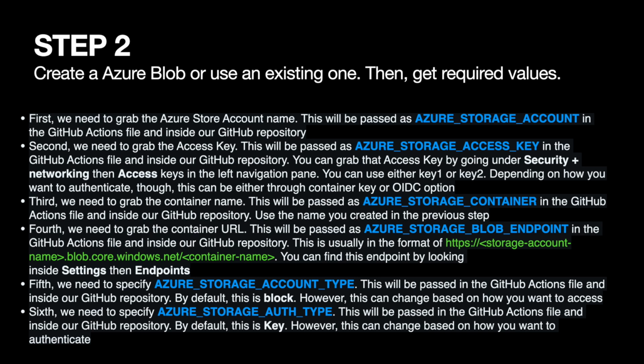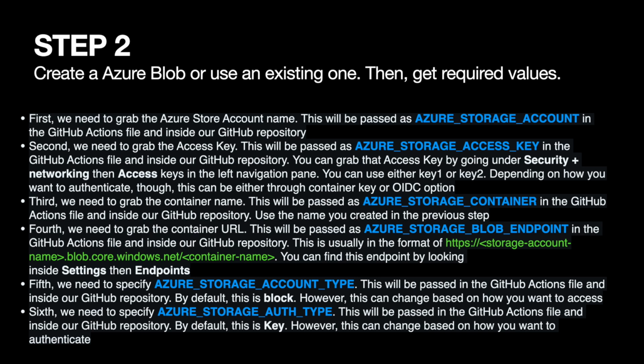We are finally on to step 2, which is to create an Azure blob or use an existing one, then get the required values. This looks really long and lengthy, but we'll explain along the way. It's not really that much. It's just a lot of information on one page. That's what happened. So first, we need to grab the Azure storage account name.